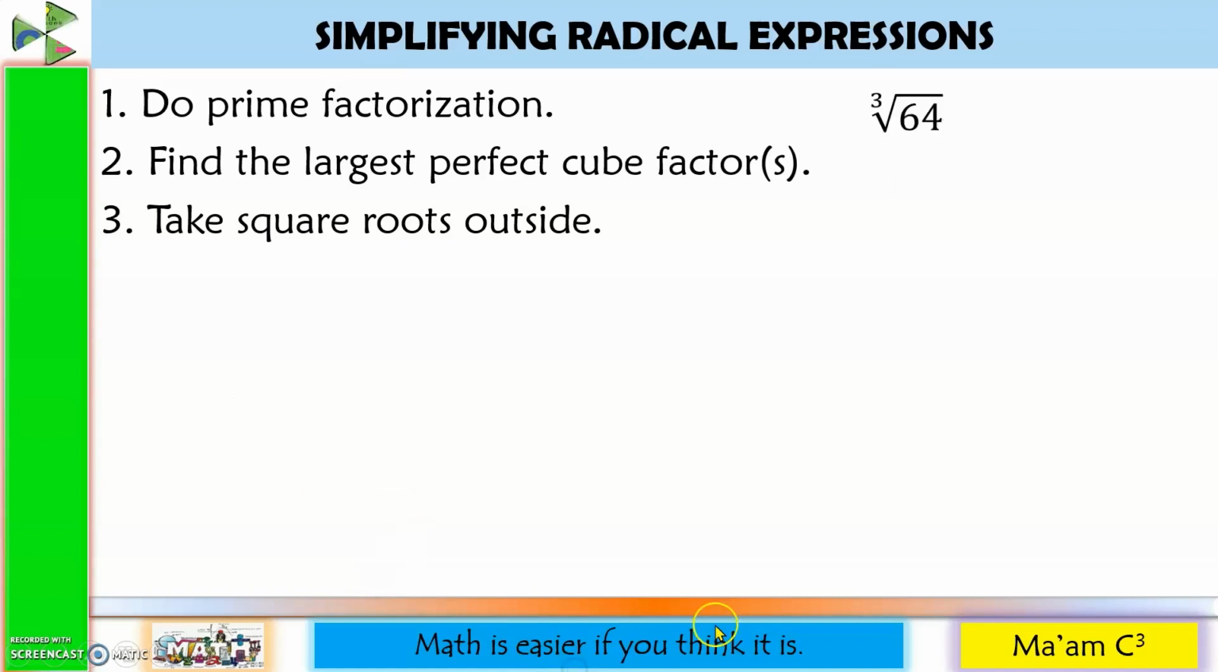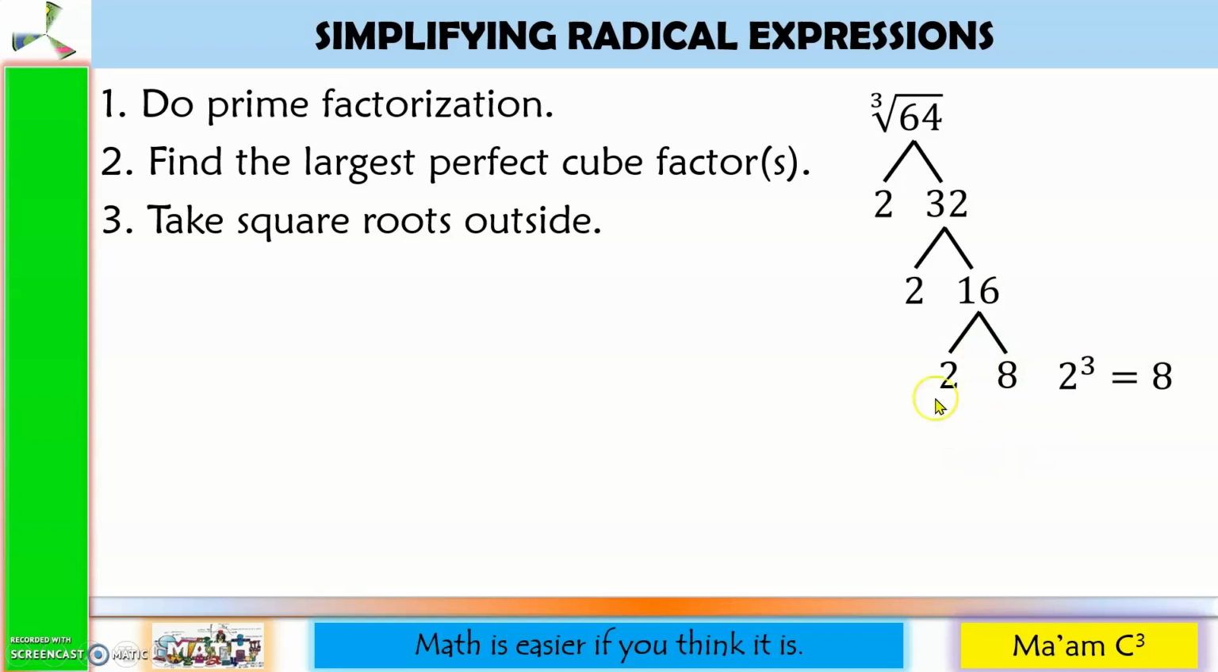Another one. This time let's have cube root of 64. So instead of finding the largest perfect square factors, we're going to find the largest perfect cube factors. 64 is 2 times 32. 32 is 2 times 16. 16 is 2 times 8. And 8 is a perfect cube. That is 2 cubed.